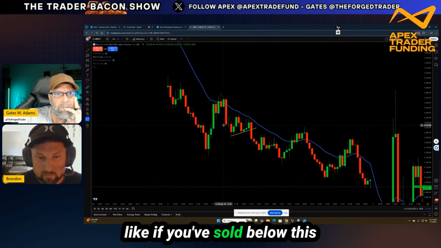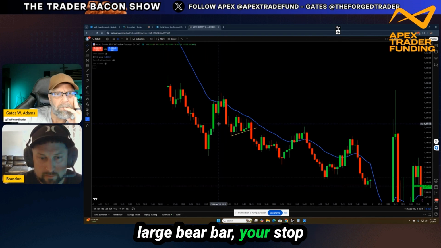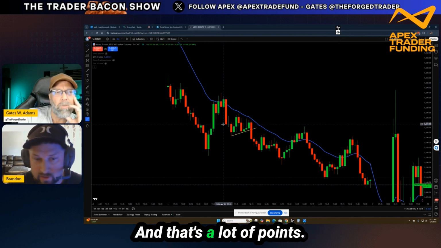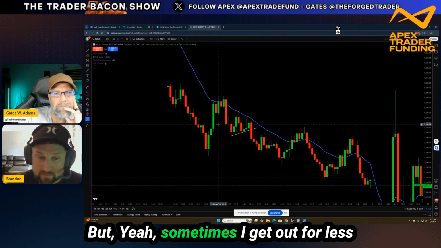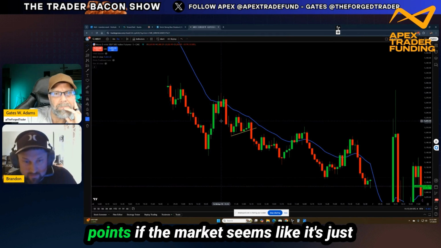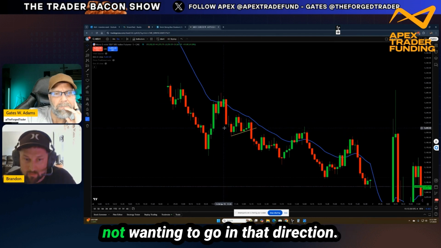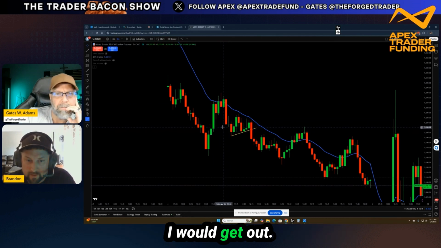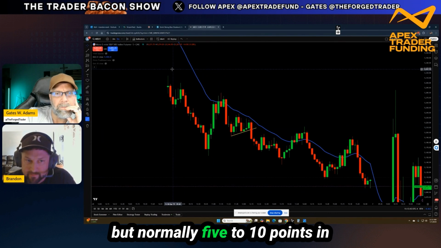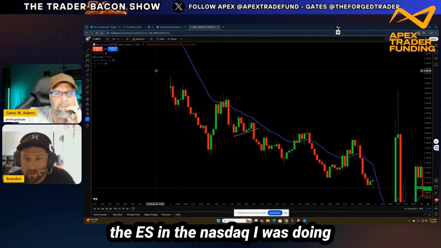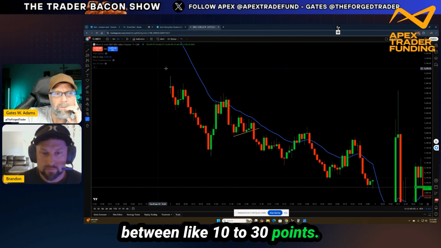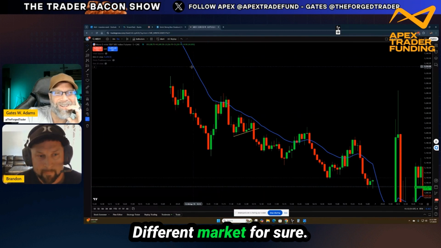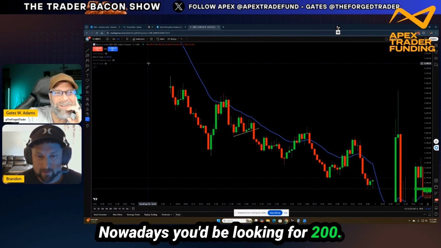Like if you just sold below this large bear bar, your stop pretty much has to go up here, and that's a lot of points. But sometimes I get out for less points. If the market seems like it's just not wanting to go in that direction, I would get out. But normally 5 to 10 points in the ES. In the NASDAQ, I was doing between like 10 to 30 points. Well, different market for sure. Nowadays, you'd be looking for 200.